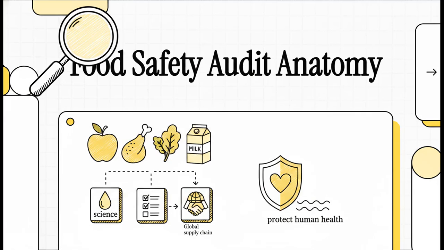Today we are unpacking a seriously high-stakes, fascinating topic. We're getting into the anatomy of a food safety audit. Okay, let's dive right into this because we're going to look at the exact mechanisms, the science, and the rigorous checks and balances that the global food supply chain uses to protect human health. And they are doing this every single day.